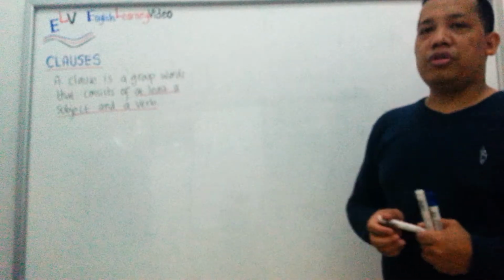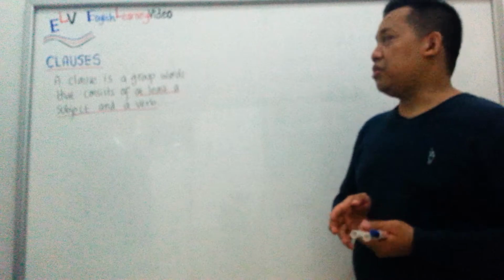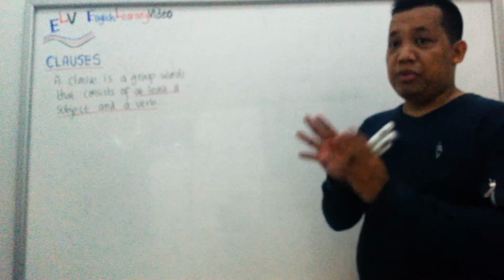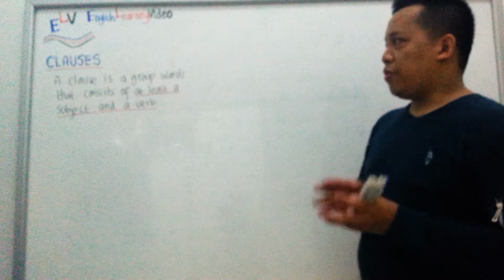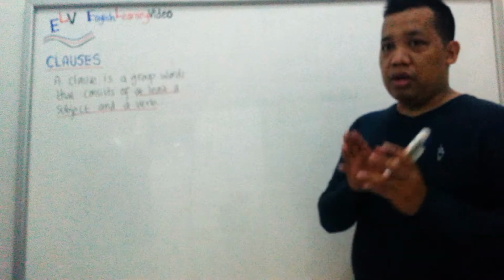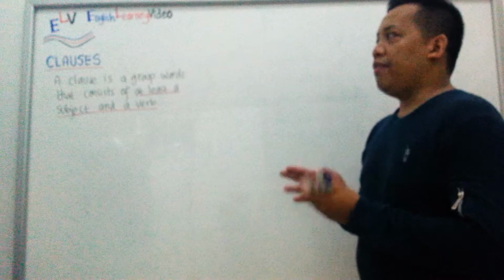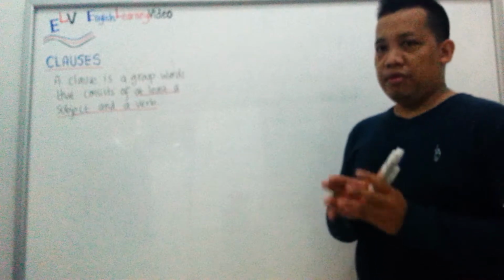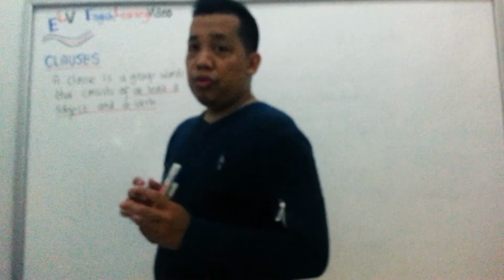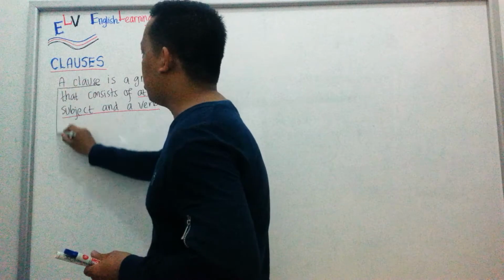If you read other sources like books or websites on the internet, you will probably find an additional definition of a clause: a group of words that consists of at least a subject and a verb that forms a grammatical unit. A grammatical unit actually refers to the fact that a clause should be able to form full meaning. Now, in English, there are two types of clauses. Okay? There are two types of clauses.